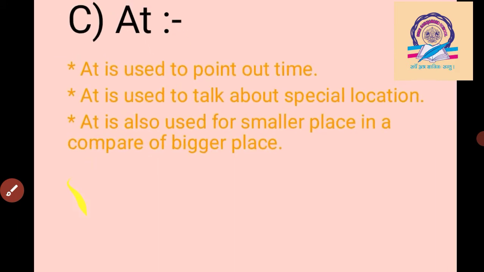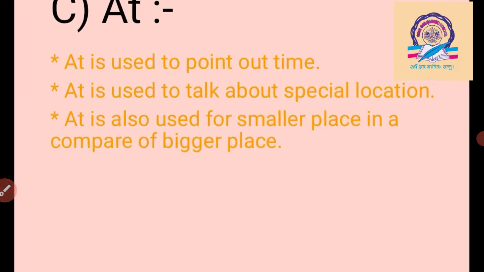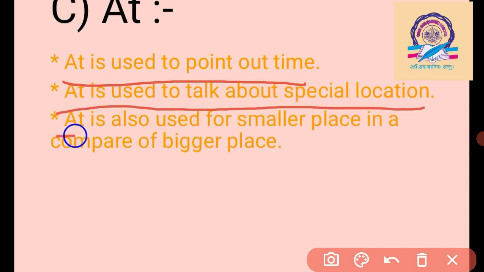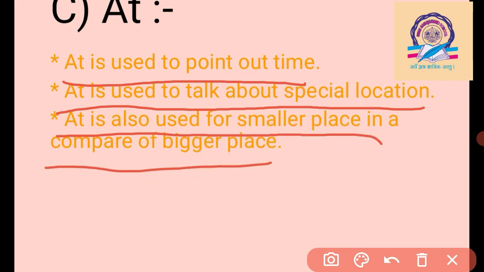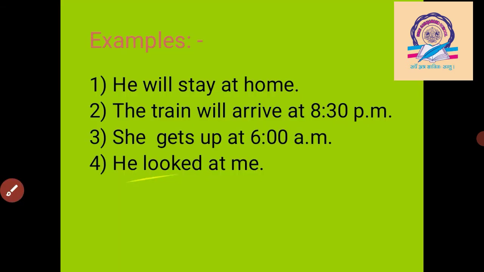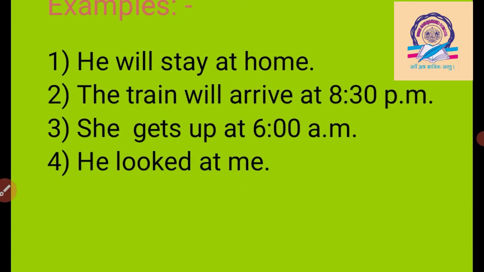Then "at", we have to use "at". "At" is used to point out time. "At" before the time, when we want to speak of a particular special time, at that time we have to use the preposition "at". "At" is used to talk about a special location, and "at" is also used for a smaller place in comparison to a bigger place. For the smaller place, we have to use "at", and for the bigger place, we have to use the preposition "in".